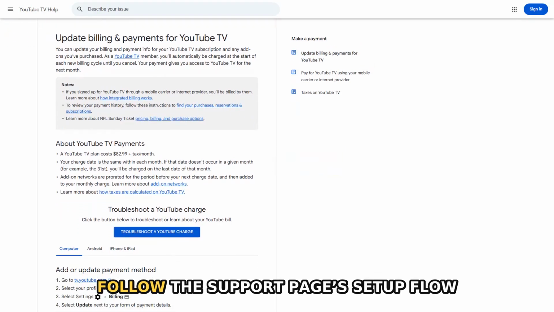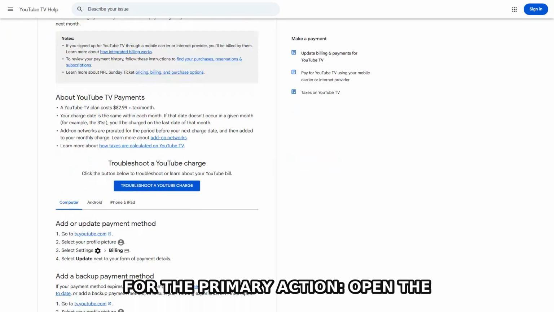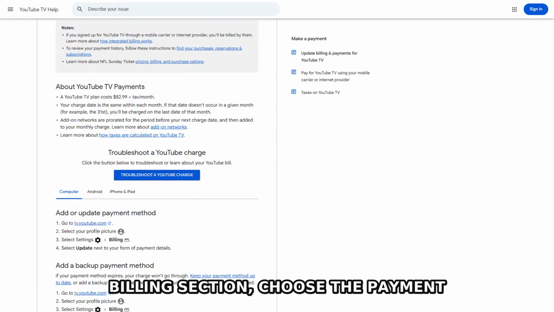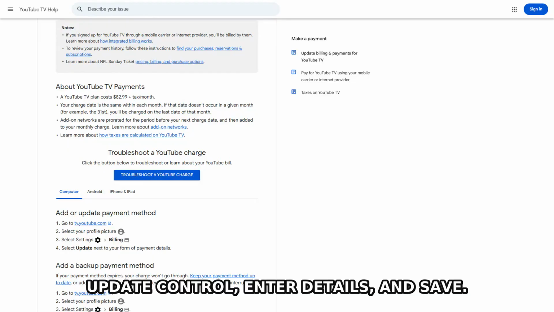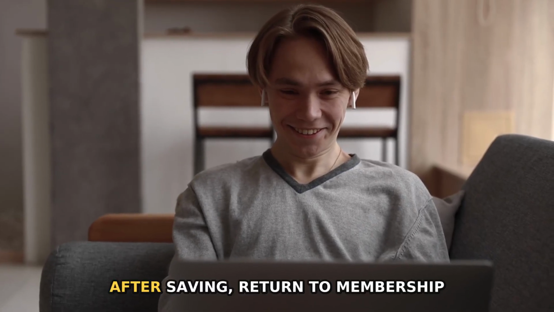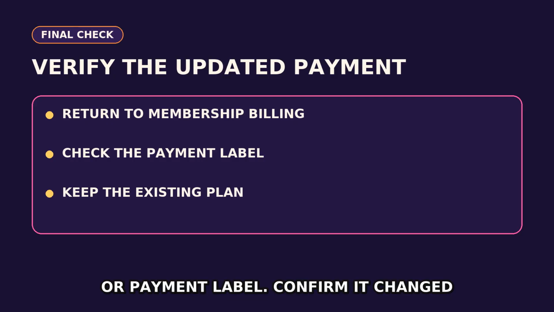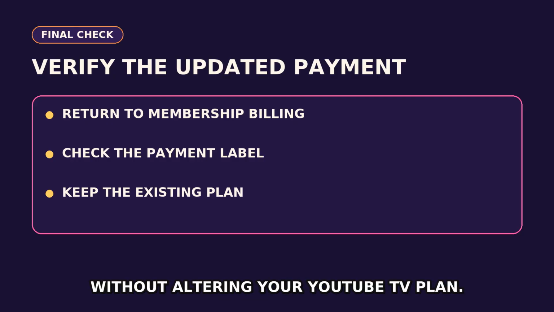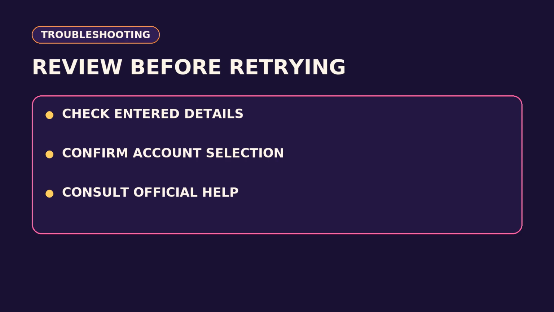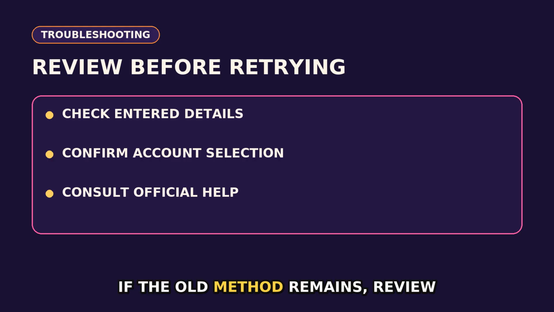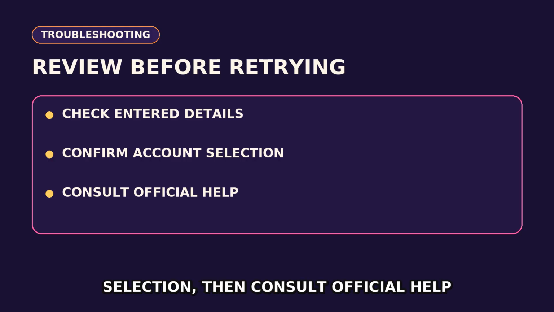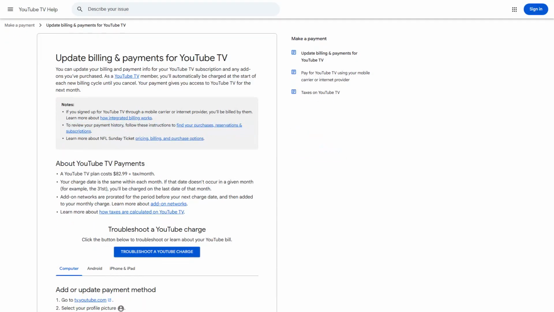Follow the support page's setup flow for the primary action. Open the billing section, choose the payment update control, enter details, and save. After saving, return to membership billing and check the displayed card or payment label. Confirm it changed without altering your YouTube TV plan. If the old method remains, review the entered details and account selection, then consult official help before attempting another update.